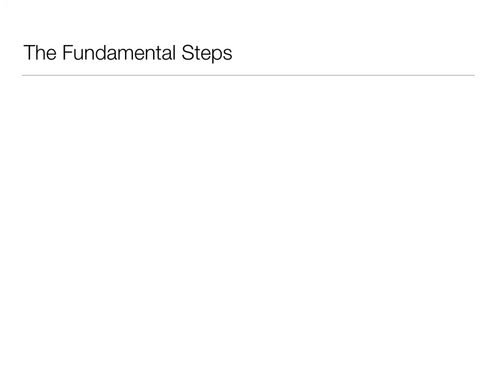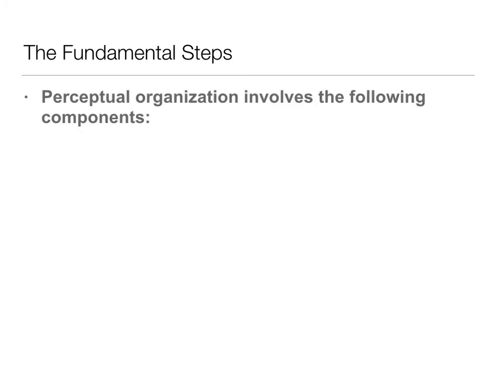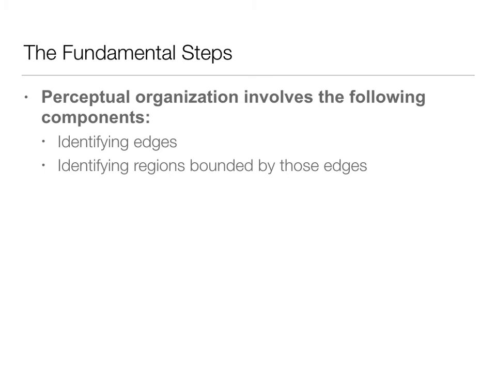So the fundamental steps for our visual system in recognizing visual objects involve the following components. We're going to approach this starting from a bottom-up perspective. The first thing we have to do is identify edges. We then have to identify regions bounded by those edges. So what are the edges of what?